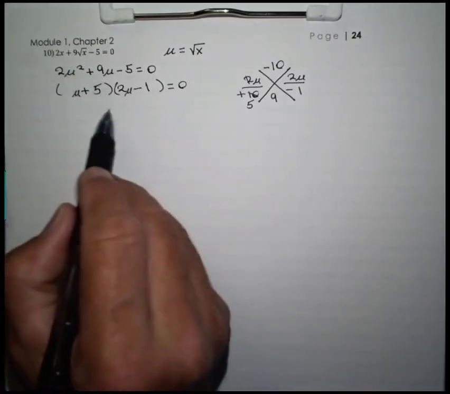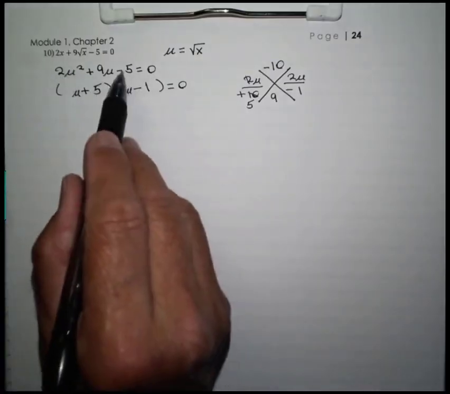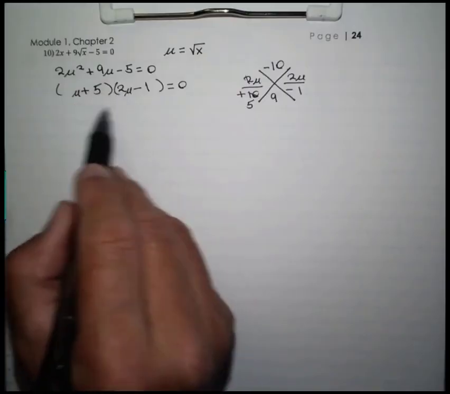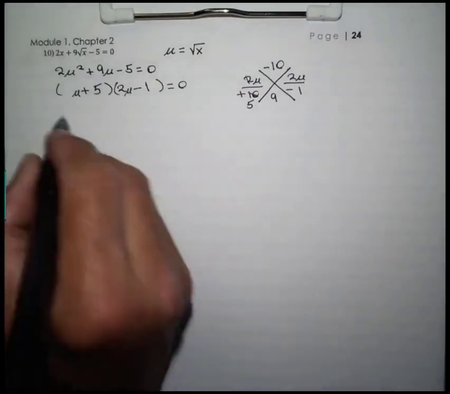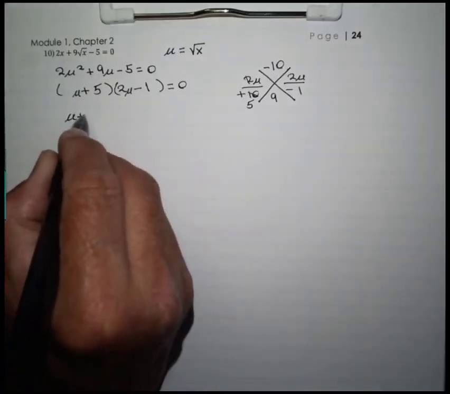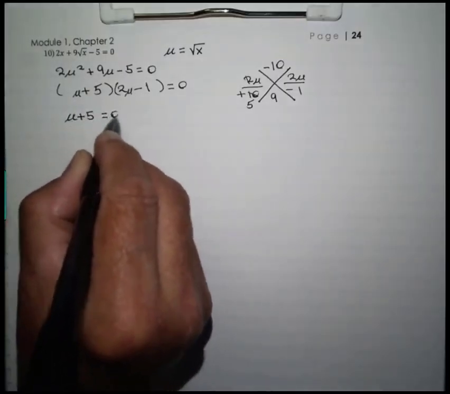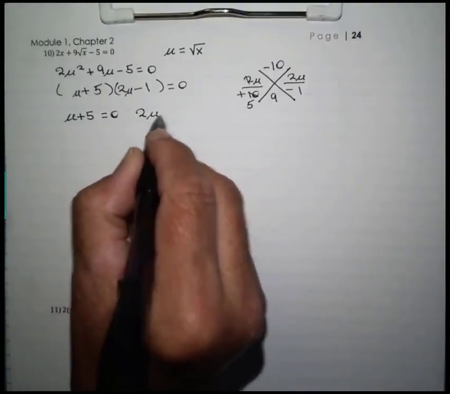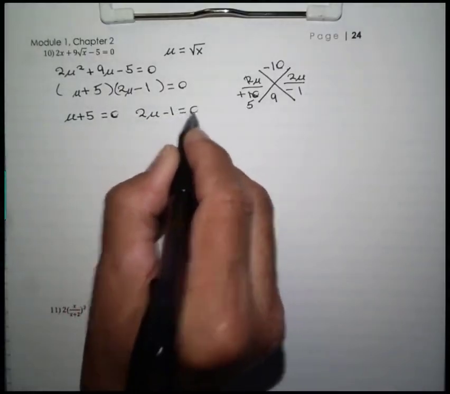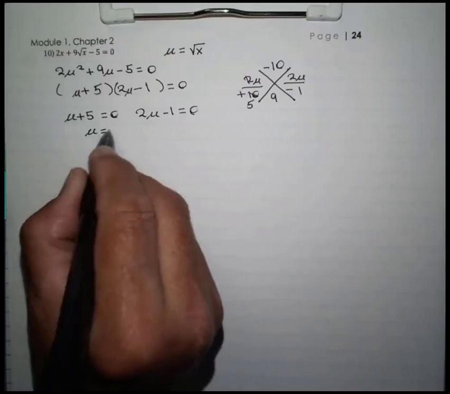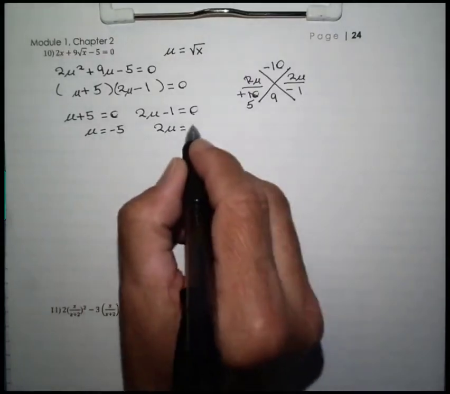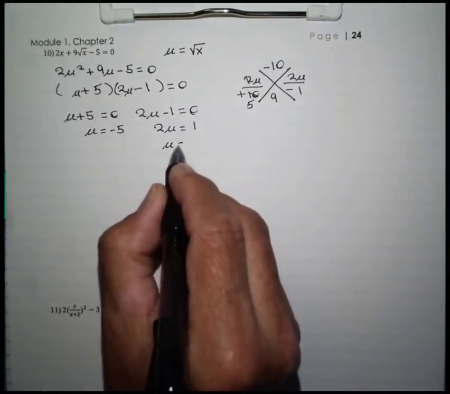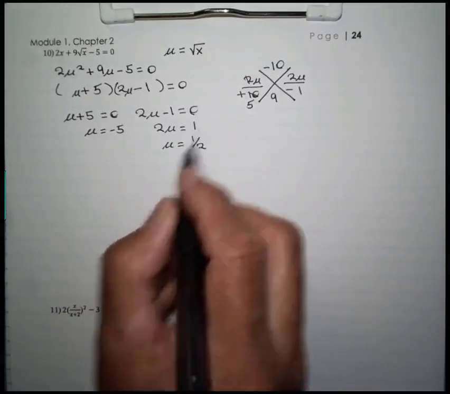U times 2u is going to give me 2u squared. 5 times negative 1 is negative 5. Inside and outside are the ones I usually have to check. 10u minus 1u, that worked. U plus 5 is equal to 0. 2u minus 1 equals 0. U is equal to a negative 5. 2u is equal to 1. And u is going to therefore be 1/2.